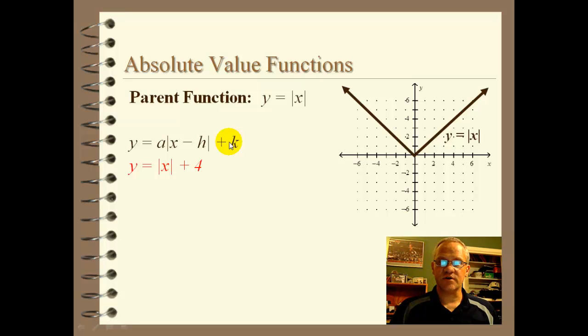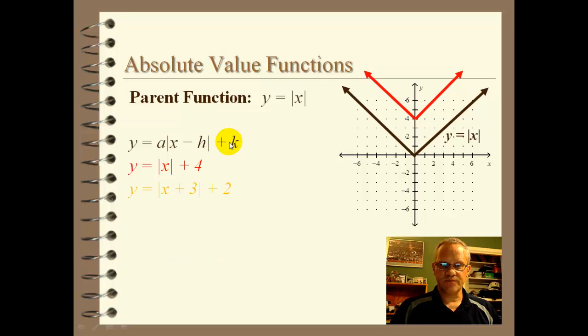Well, before it moved the whole line up 4 places. What do you think it's going to do here? It's going to move it up 4 places, okay? So it's going to look like this. Look, it's the same graph. It just moved it up 4 spots. So that works the same way as linear did. Okay, just moved our graph up 4 spots.